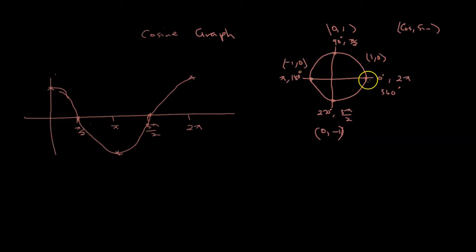You can see here that we start where every value is positive. I'm going to introduce you to CAST, C-A-S-T, or some will say All Students Take Calculus, if you're going from quadrant 1 through quadrant 4. And this simply means that all trig ratios are positive in the first quadrant. In the second quadrant, what you're going to see is only sine and its derived ratios are going to be positive.